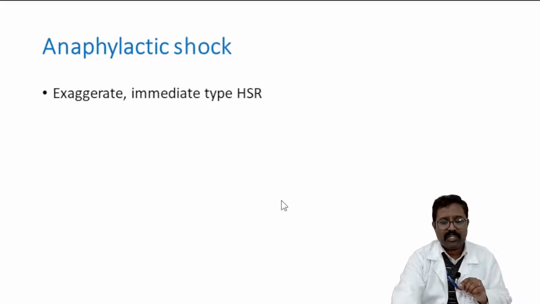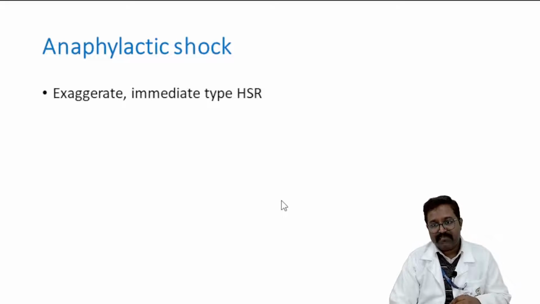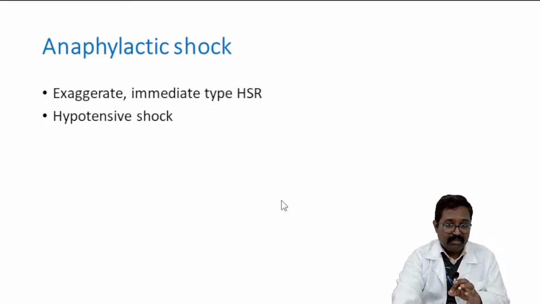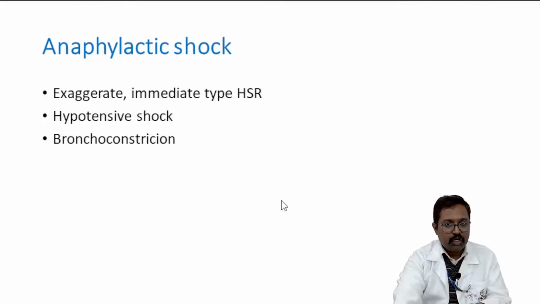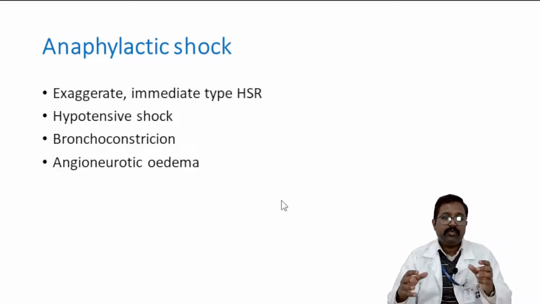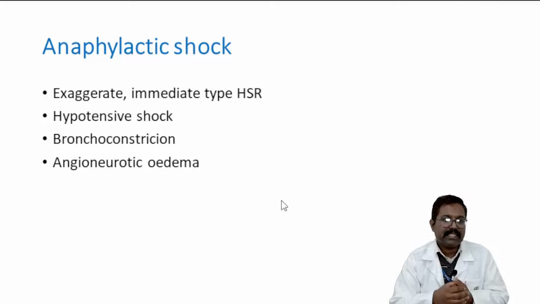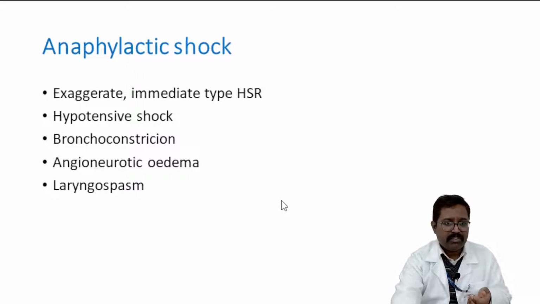Coming to anaphylactic shock. Whenever you come across anaphylactic shock, please remember it is an emergency. It is a very, very serious emergency, because it's an immediate type of hypersensitivity reaction, and the patient may die because of laryngospasm and bronchospasm, and also the BP will come down. So there will be hypotensive shock, and there will be bronchoconstriction due to the inflammatory mediators, which contract the bronchial smooth muscles. There can be angioneurotic edema, there can be laryngospasm, and if unattended, the patient will die immediately.